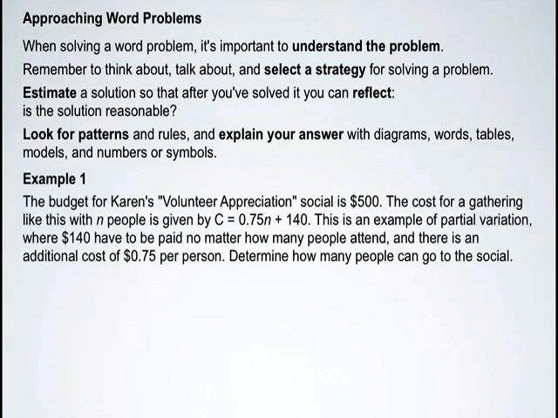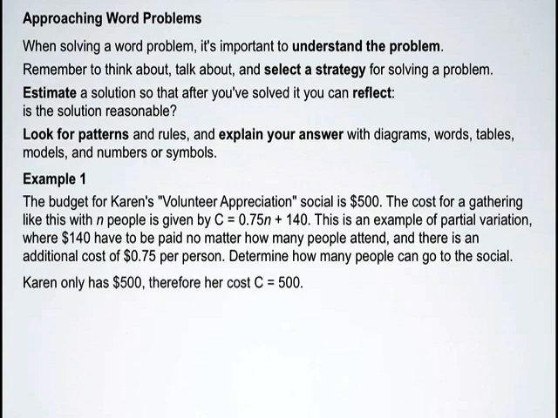Example 1. The budget for Karen's volunteer appreciation social is $500. The cost for a gathering like this with n people is modeled by the equation C equals 0.75n plus 140. This is an example of partial variation where $140 has to be paid no matter how many people attend, and there is an additional cost of 75 cents per person. So determine how many people can go to the social.